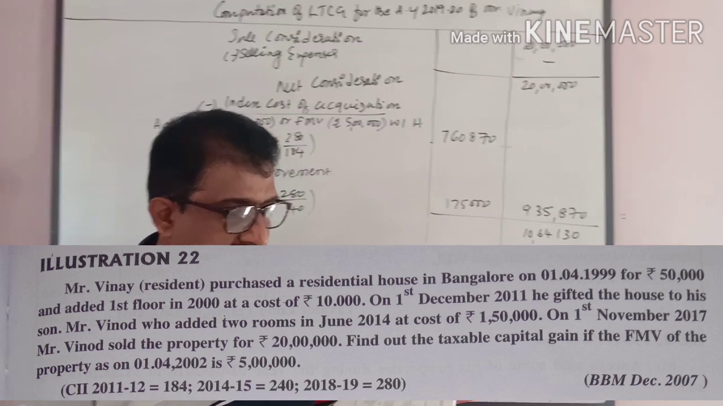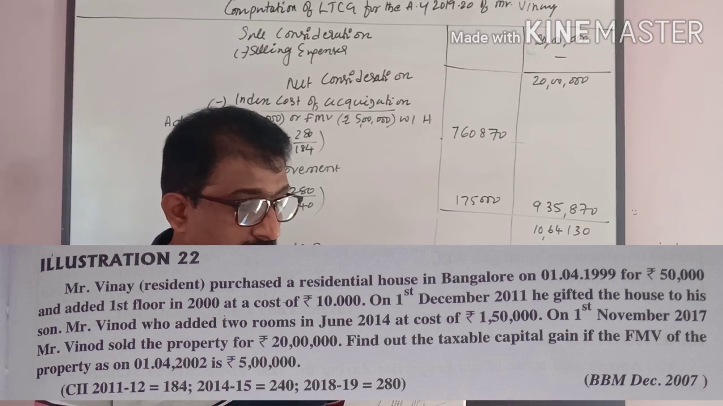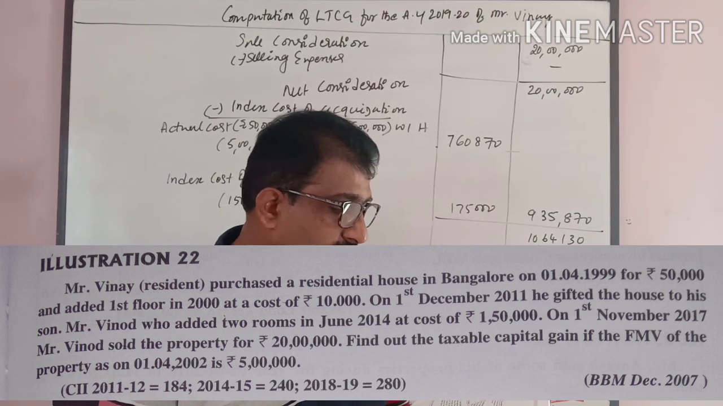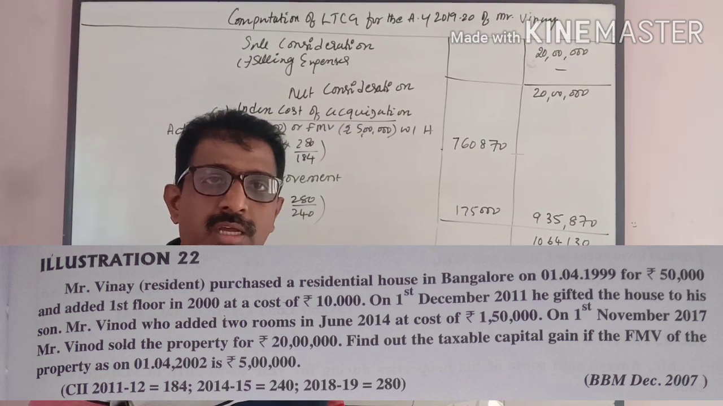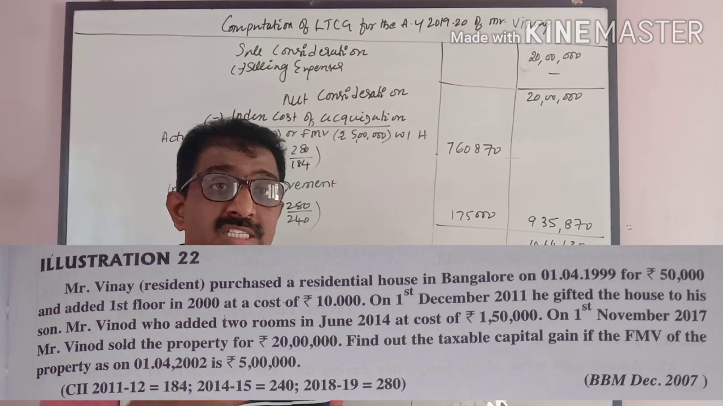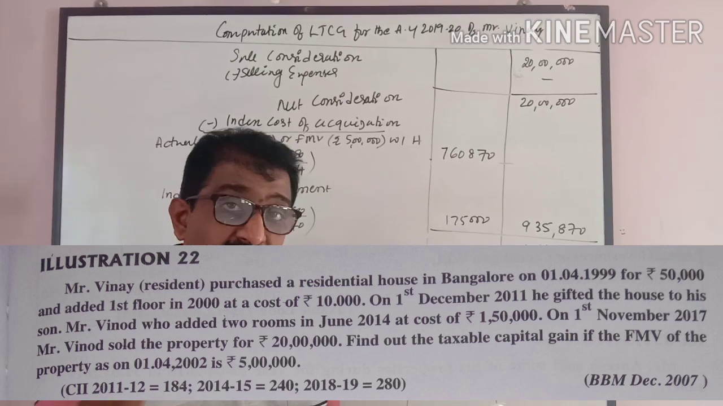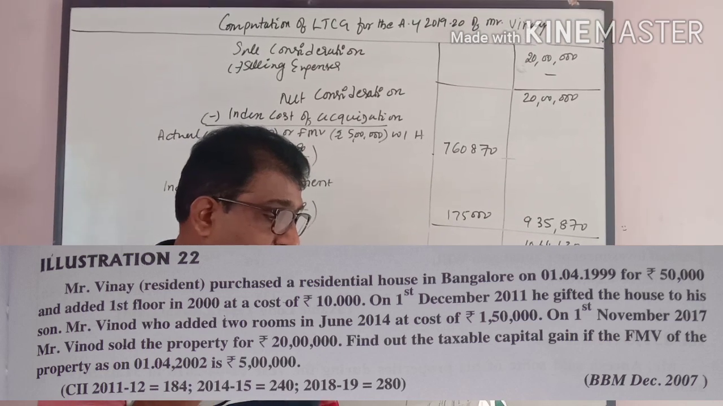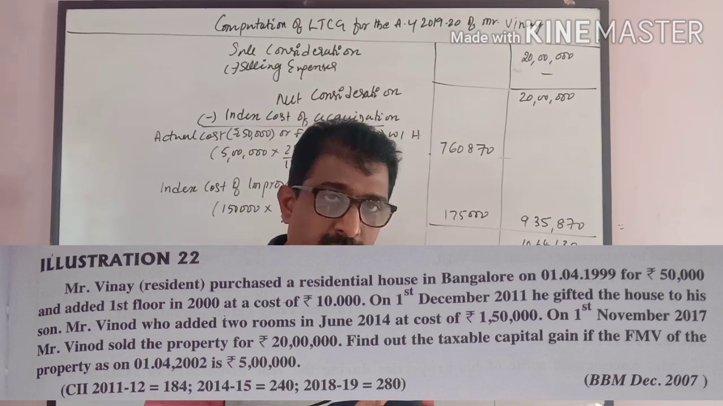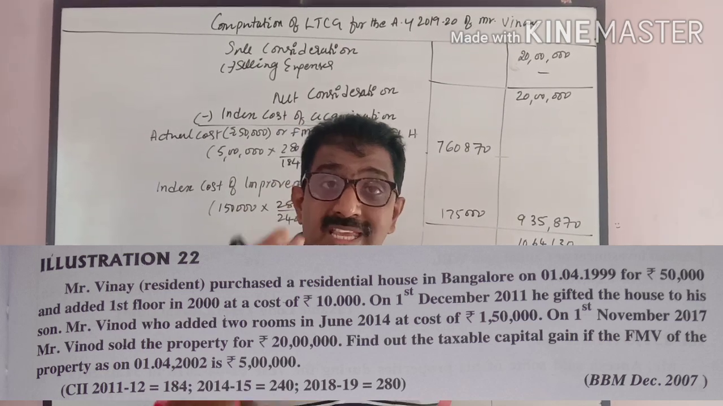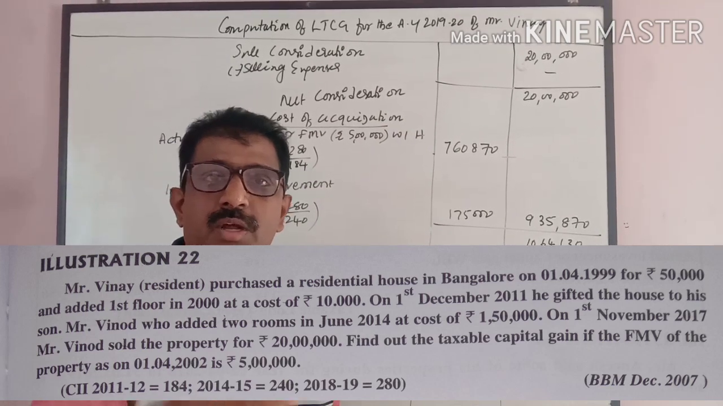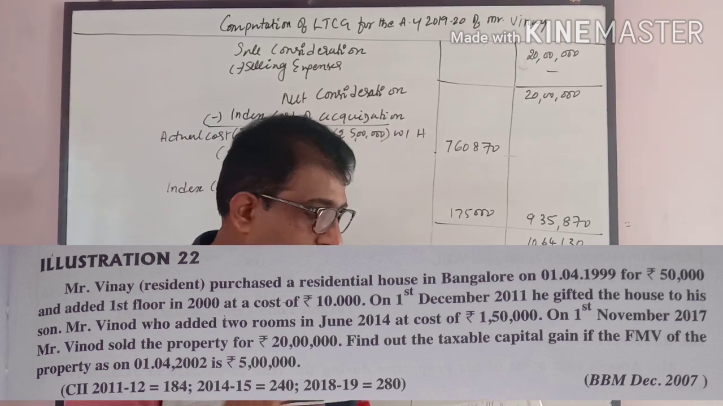Find out the taxable capital gain if the FMV, that is fair market value, of the property as on 1/4/2001 is 5 lakhs. Here we have to see 3 important things. The first thing is Vinod received the property as a gift from his father Mr. Vinay. First point: when it is received as a gift, the cost for the previous owner will be taken as the cost for the assessee also.